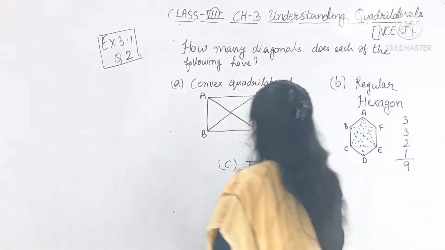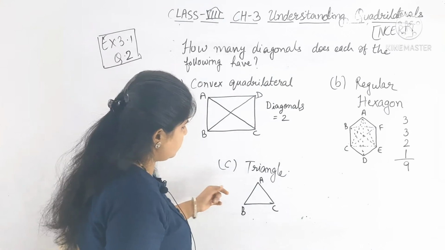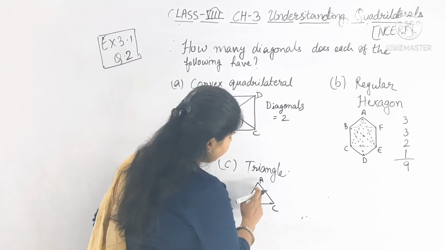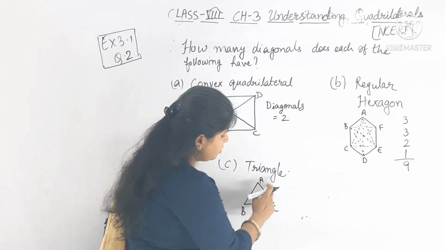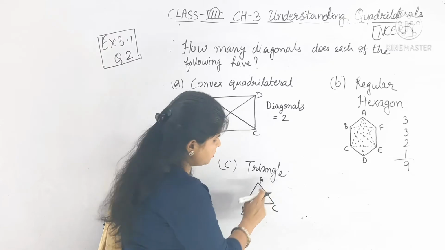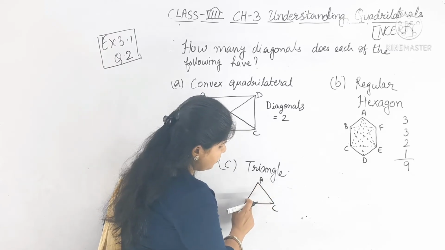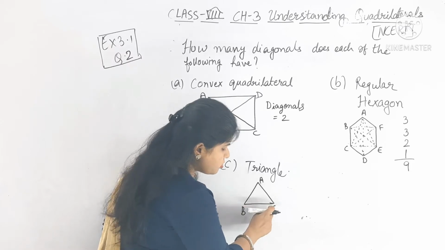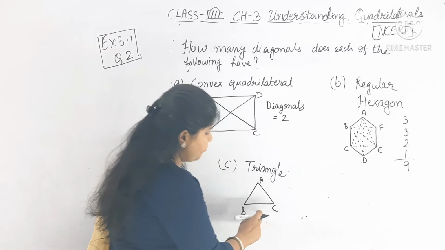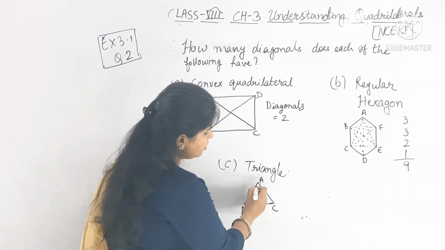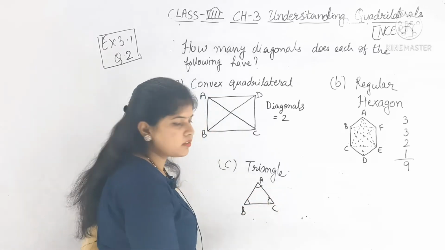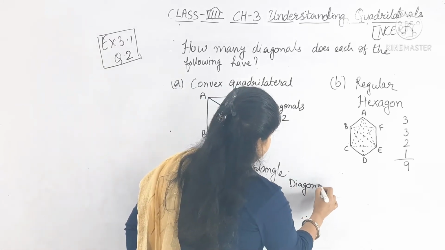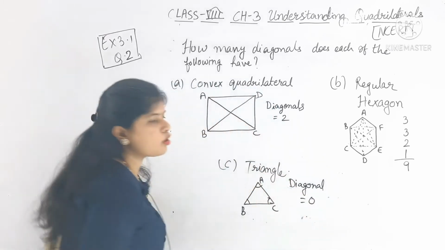Okay, here number C. Let's come to C. Here it is a triangle. So here it is 3 sides. We don't have opposite vertices. AB is a side, it can't be a diagonal. BC is also a side. AC is also a side. So all have consecutive vertices. Non-consecutive vertices are not there. So diagonal is 0. So this is the solution for question number 2.